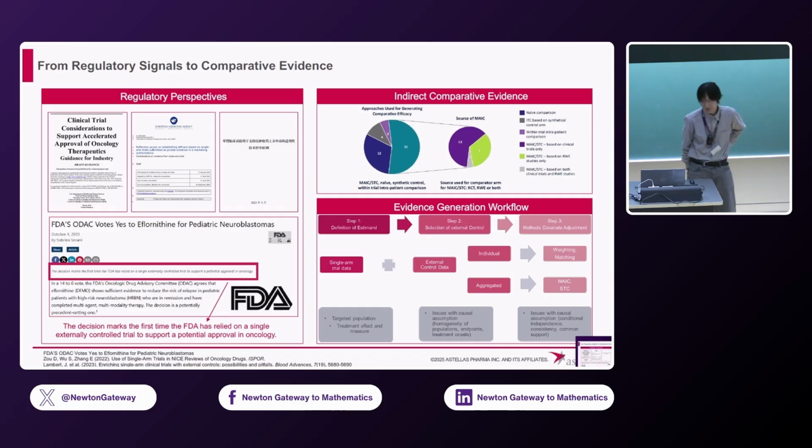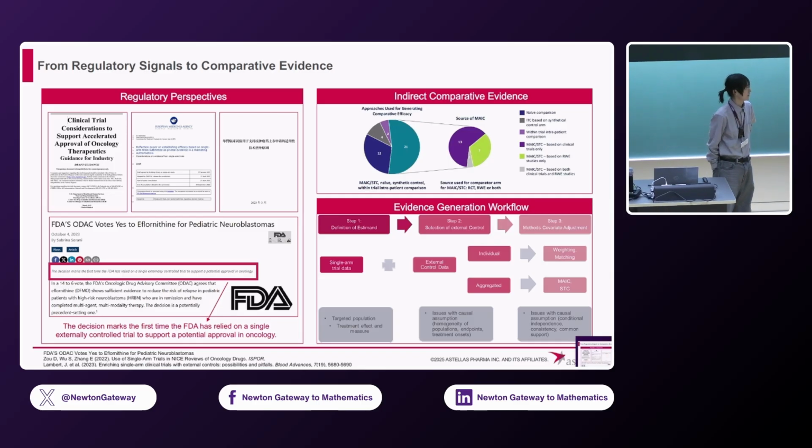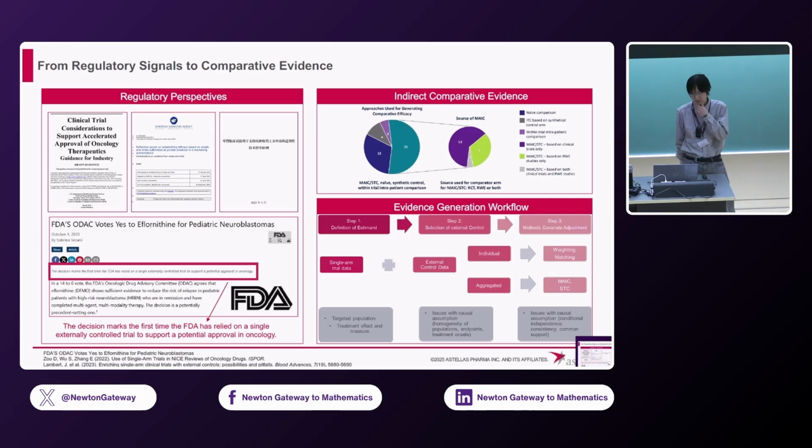From the pie chart, we can see the most widely used method is MAIC, the weighting method. Actually, we can do the naive comparison, but because of the covariate shift between the external control and the internal trial, the naive comparison may lead to selection bias. MAIC, the matched adjusted indirect comparison, is a weighting method. It weighs the internal population to align with the external control to make a fair comparison.